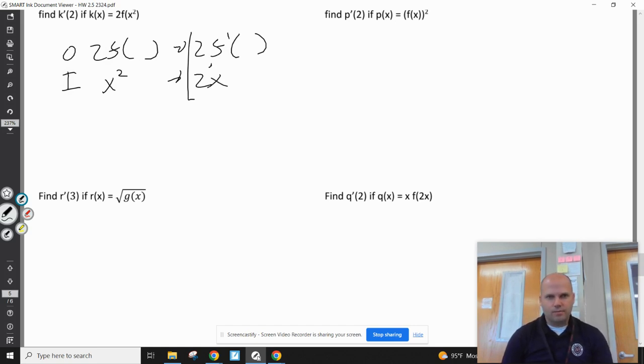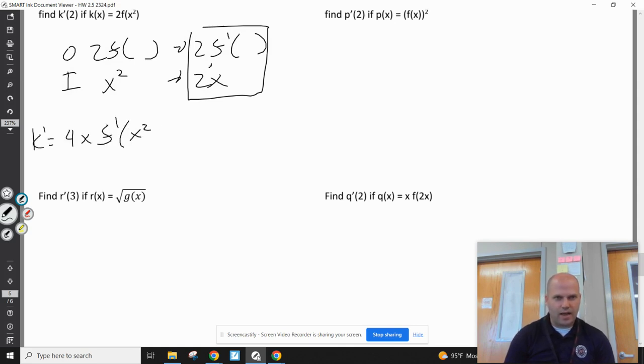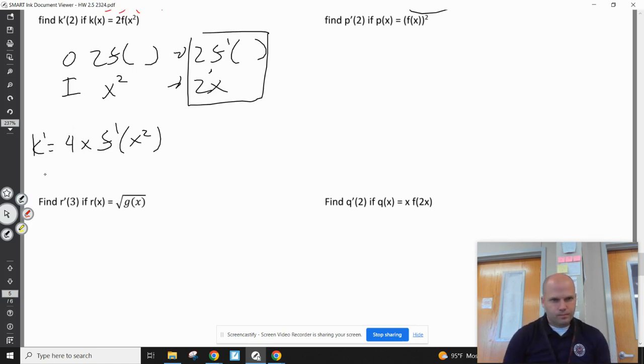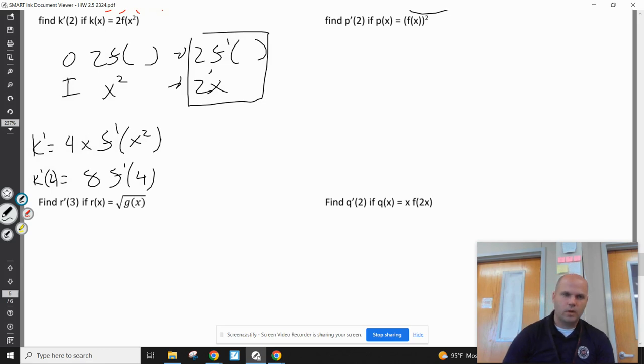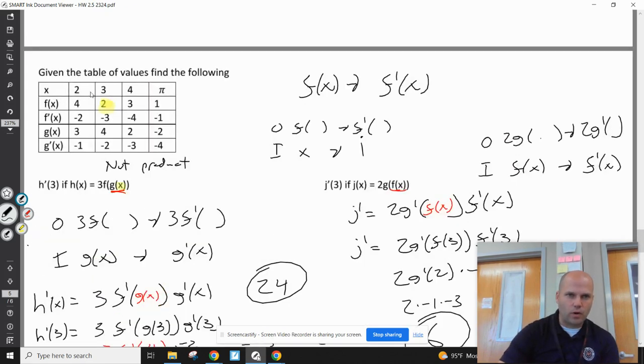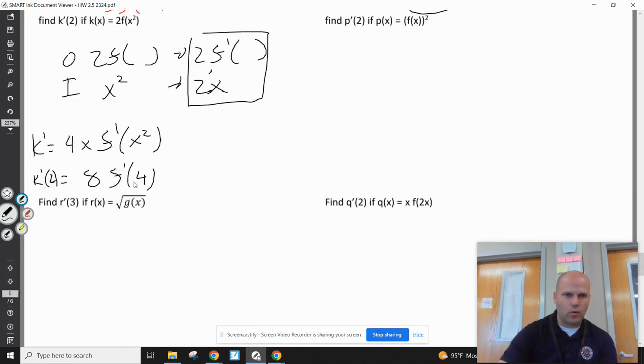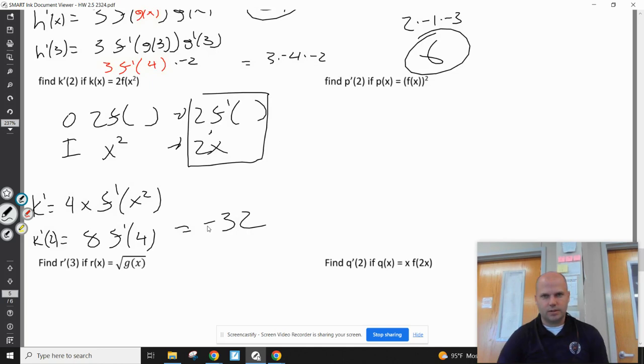Multiplied together, I'm going to say K prime is 4x F prime of x squared. Plug in 2, I get 8 times F prime of x squared. 2 squared is 4. F prime of 4 is negative 4. Negative 4 times 8 is negative 32. Hope I'm not making mistakes on these because I don't want to.